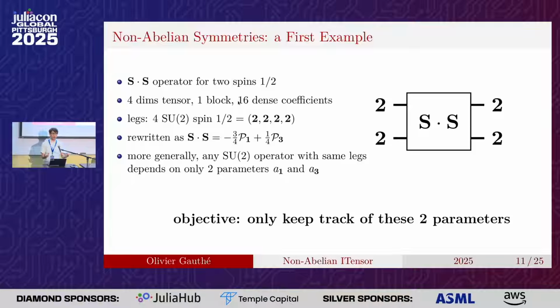It can go up to thousands. Typically, you store only 1 coefficient out of 1,000 compared to if you were not to use a symmetry. So that's a huge gain in terms of memory.